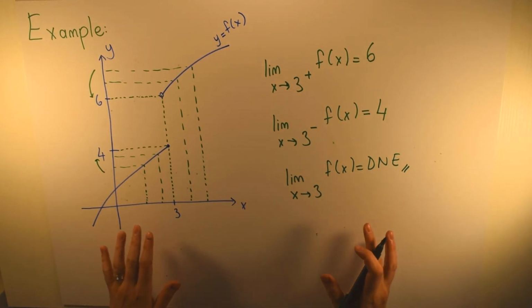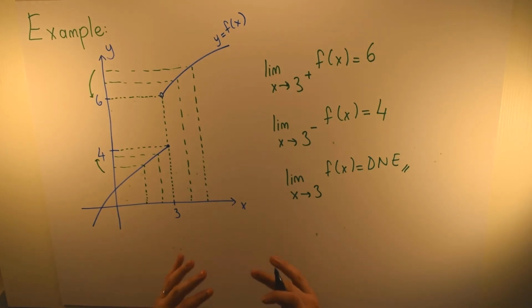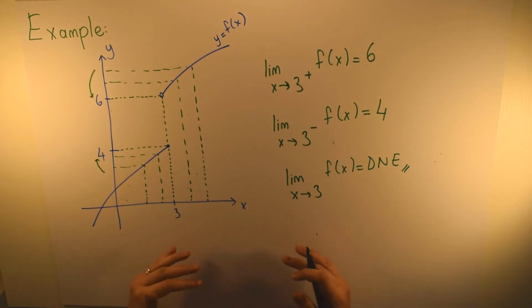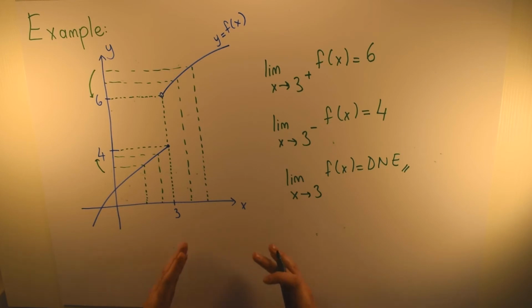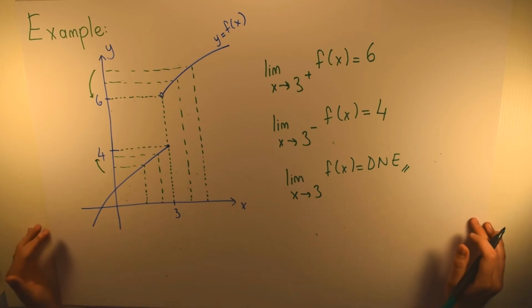So all you need to do is to look at its limit from the right and left side. If they are equal to each other, we say yes, it has a limit. If they are not equal to each other, it means that the function does not have any limit.